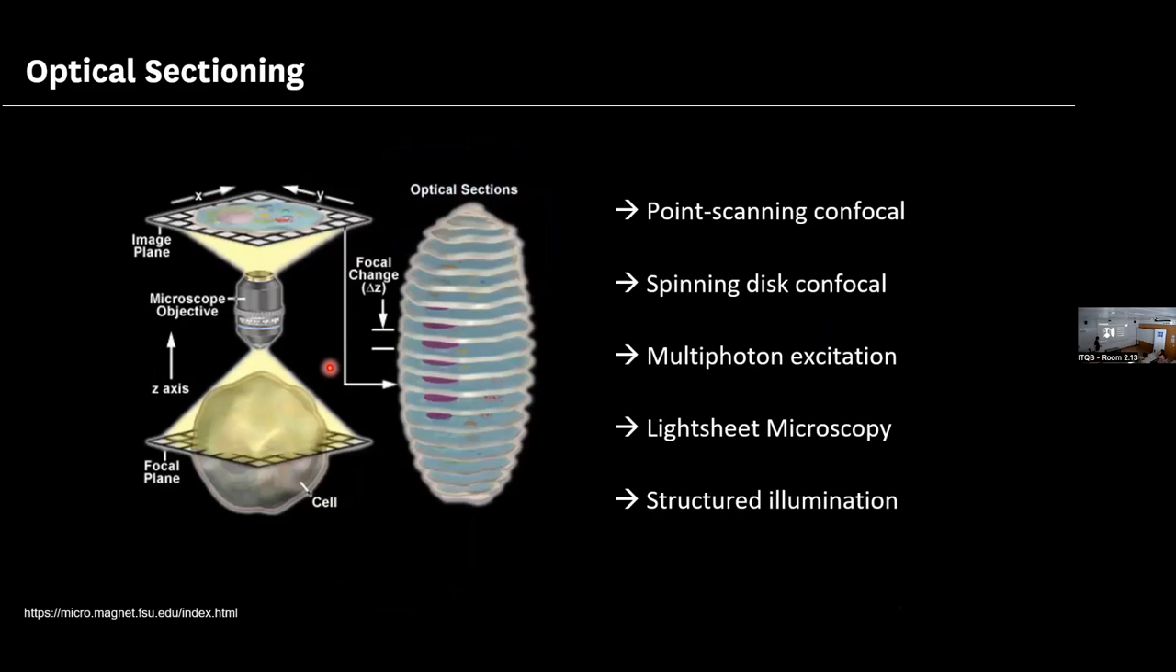There are actually other ways of doing optical sectioning besides confocal. So we have the point scanning confocal, we have the spinning disk confocal, but we can also do optical sectioning and Z-stacks if we use multifocal microscopes, light sheet microscopes, or circular illumination microscopes. And I know this is an introduction to confocal microscopy, but I just wanted to mention two more ways of doing optical sectioning, which are multifocal and light sheet microscopy.